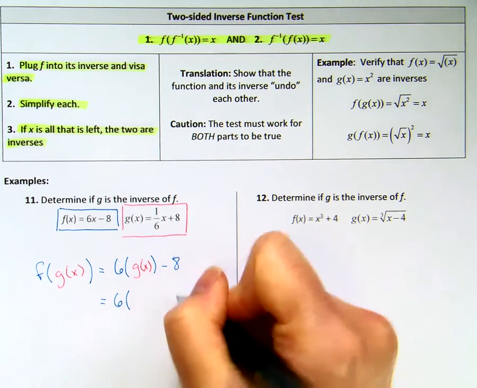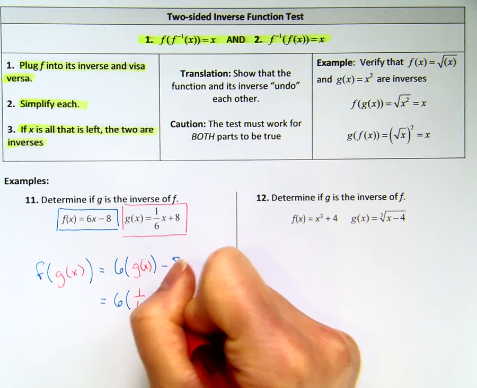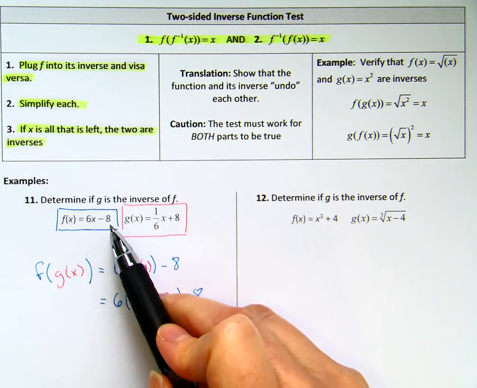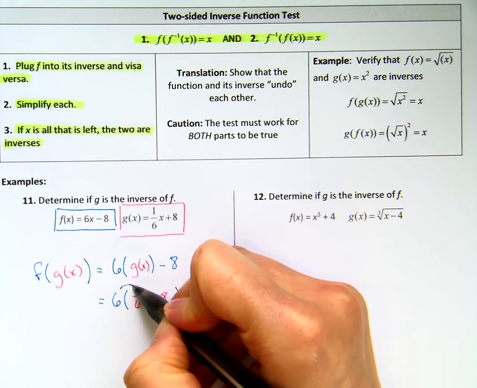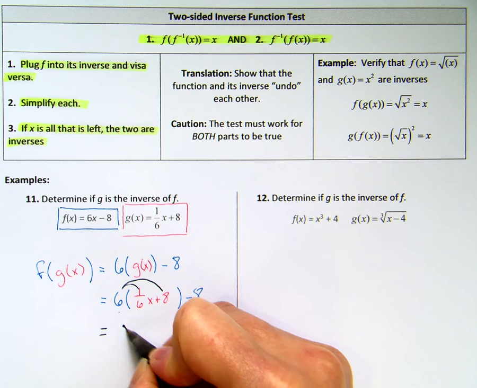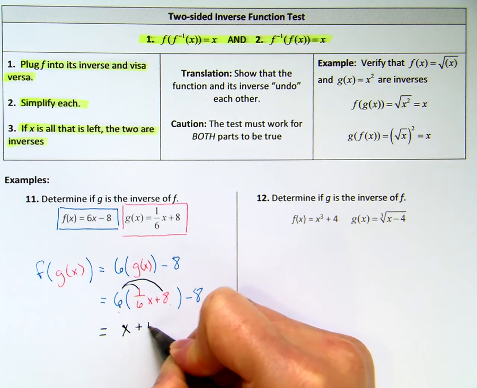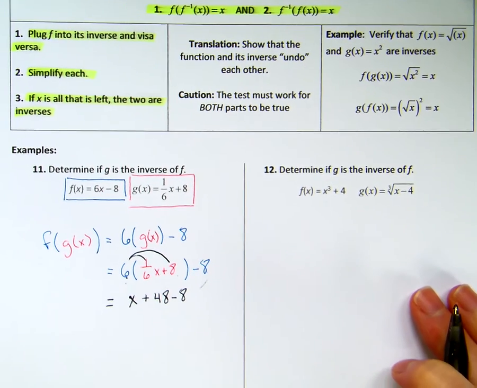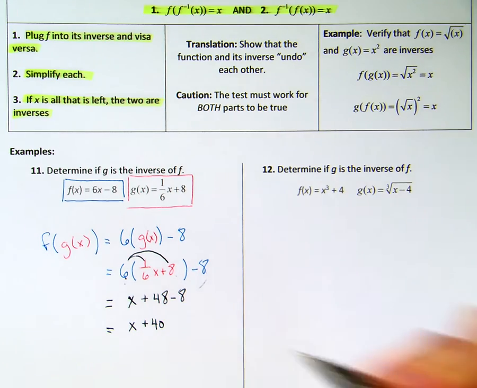So now I'm going to have 6 times that entire g of x function of 1 over 6x plus 8. And then I'll subtract the remaining 8 that was in the f of x function. All right, let's simplify. Let's see where this takes us. Distributing the 6, I know 6 times 1/6 simplifies to just 1, so 1x. 6 times 8 will get 48. And then we'll bring down the minus 8 from the previous line. Continuing on, I find that we get an x plus 40.